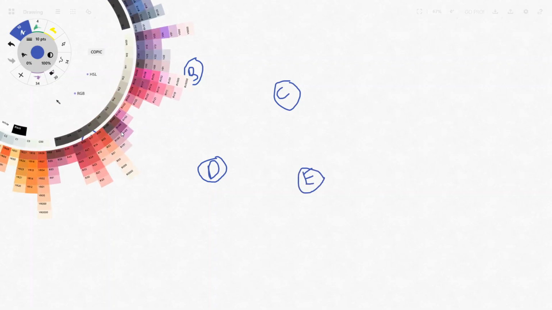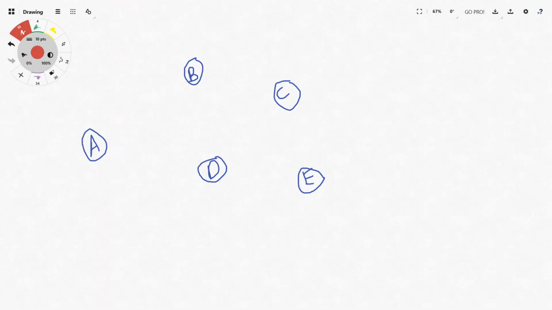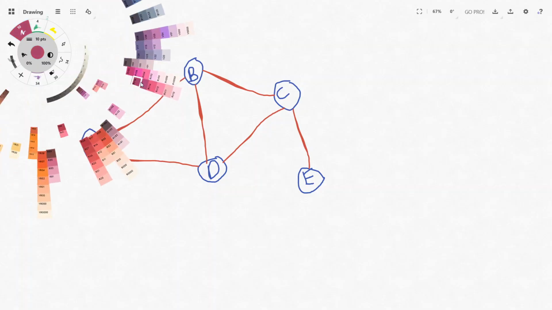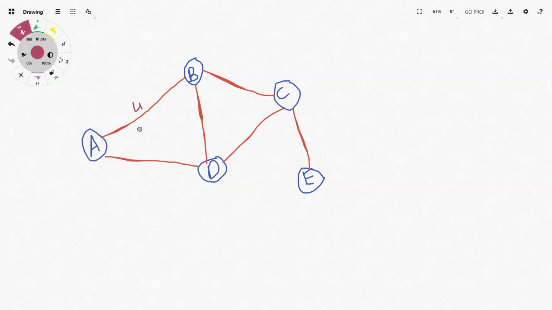Now we have paths, from here to here we have one path, here we have a path, here we have a path. We can connect these two like this, or these two like this. And now we have some weights, like four.